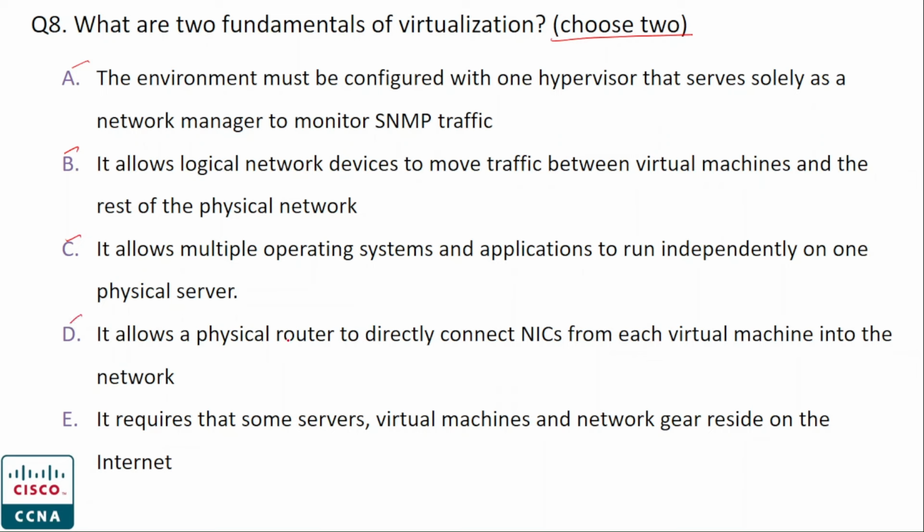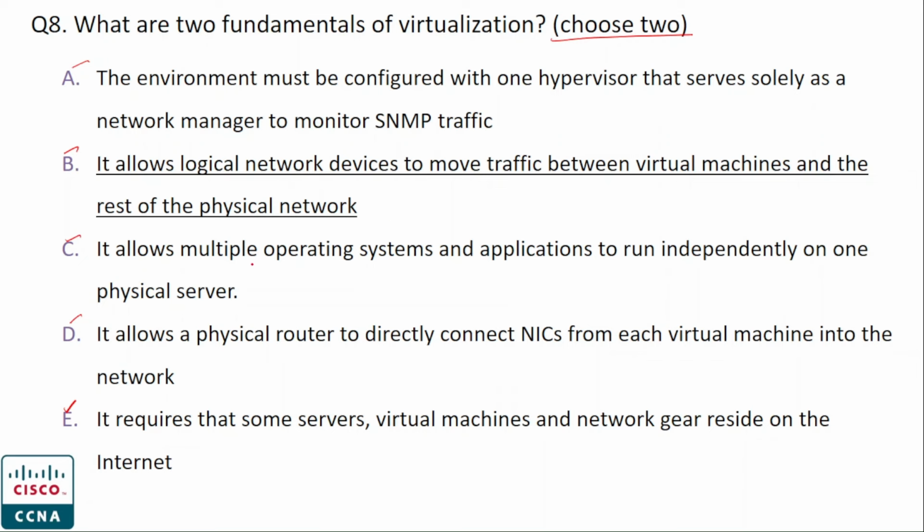Option D, it allows physical router to directly connect NICs from each virtual machine into the network. And option E, it requires that some servers, virtual machines, and network gear reside on the internet. And the correct two options are option B, it allows logical network devices to move traffic between virtual machines and the rest of the physical network.